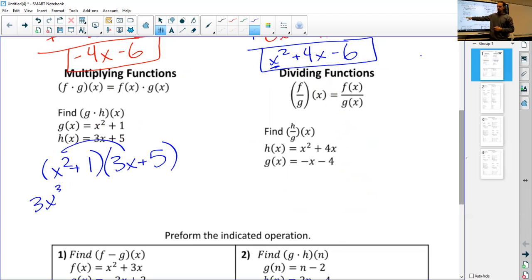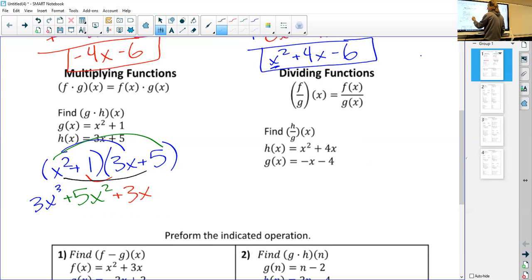I know that's a little bit different from how we usually do FOIL. It's not x times x, and we have x squared times x, so x to the third. Outer, x squared times 5, rather, it's 5x squared. Inner, 1 times 3x is 3x, and then last, color in the negatives.